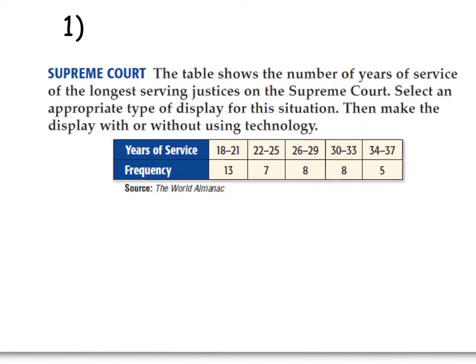Okay, here's number 1. The table shows the number of years of service of the longest serving justices on the Supreme Court. Go ahead and take a look at the table and see what type of display would be best. Okay, let's see if you're correct. Since the data is broken down into intervals, we would want to use a histogram.